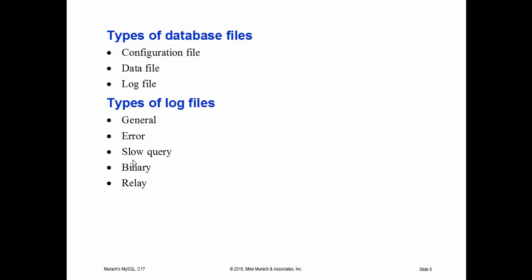Binary log files contain a record of changes that have been made to the database. Relay log files are binary files that are used on a slave machine to relay any changes that have been made on a master. Typically that's only necessary when you're doing replication.